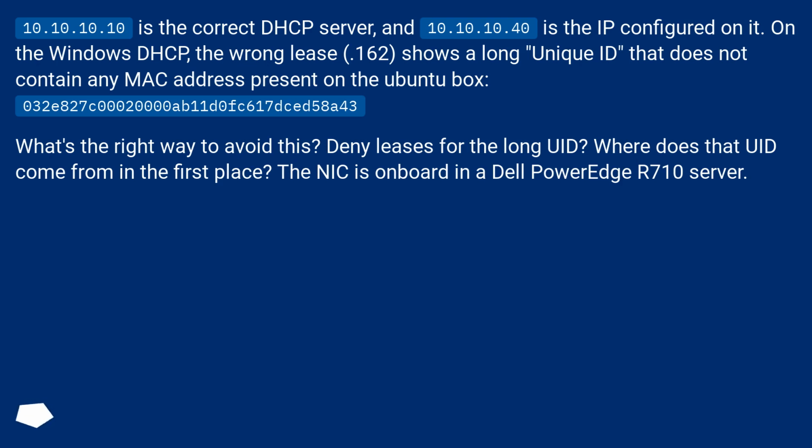10.10.10.10 is the correct DHCP server, and 10.10.10.40 is the IP configured on it. On the Windows DHCP, the wrong lease, .162, shows a long unique ID that does not contain any MAC address present on the Ubuntu box, 032-827-C000200011D0FC617-58A43. What's the right way to avoid this?